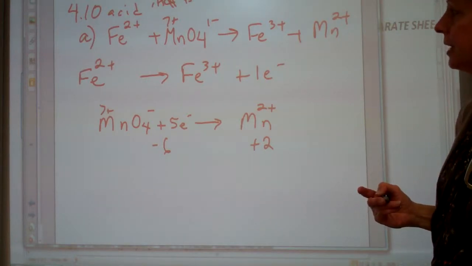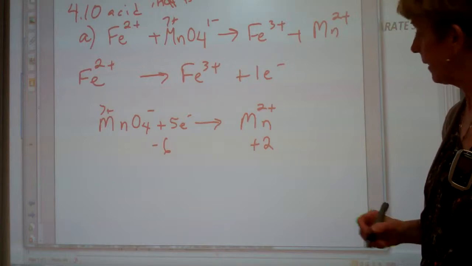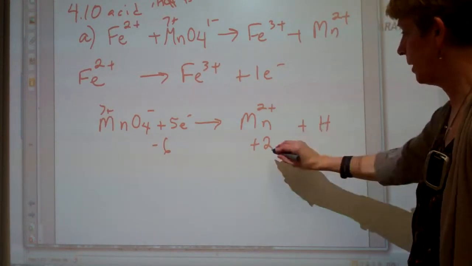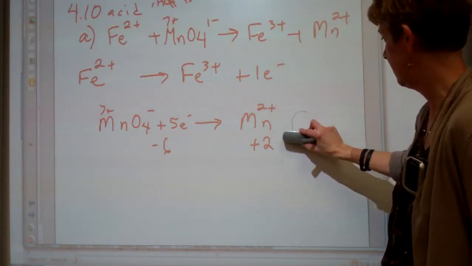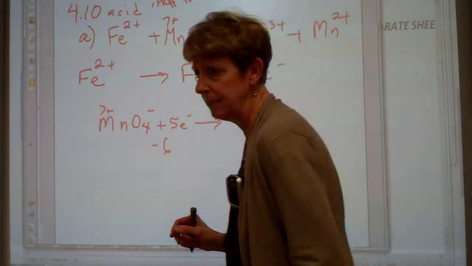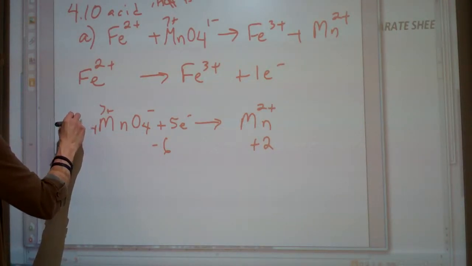Can't let you off the hook here. Which side should I add the hydrogen ions to? If I add them to the right, I'll get more positive, won't I? So, again, you can check yourself, folks. So, where do I need to add them? To the left. And my question to you now, Trinity, is how many?